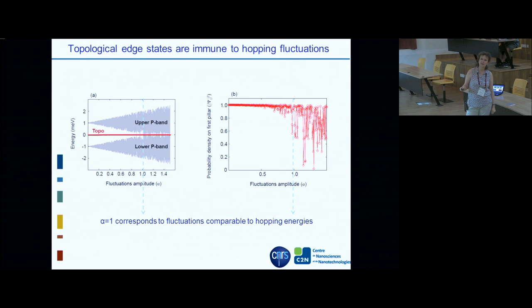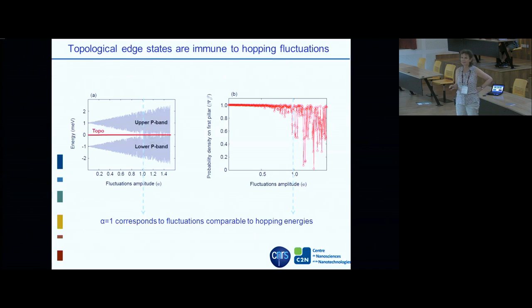And when alpha is equal to 1, it means that the amplitude corresponds to the hopping energy between two sides. So what you see is that it's produced a mess in the bulk band, but the topological state remains nicely resolved at an energy which is 0. And here you see the probability density of the topological mode on the first pillar, and you see that it stays equal to 1 quite long. I mean, the localization and the energy of this edge state is extremely robust to fluctuation.